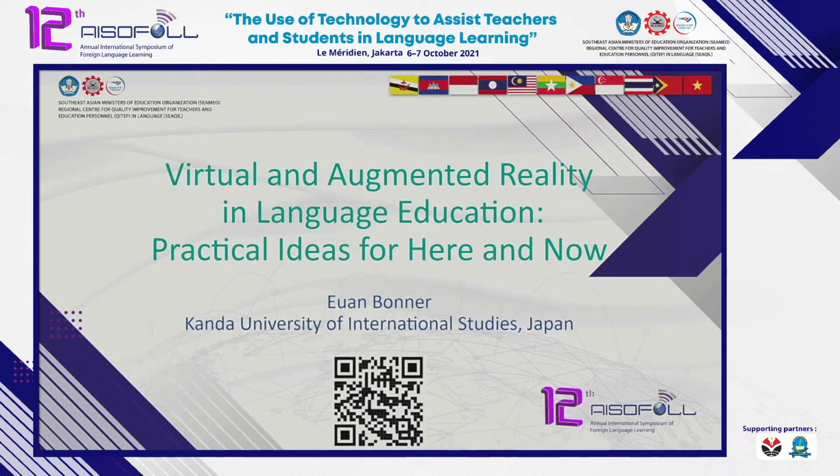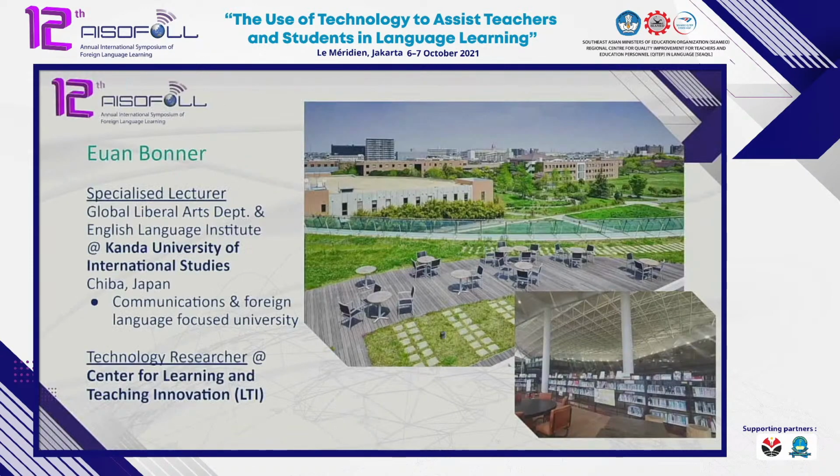Okay, let's get started. So, right, a little bit of background. First, I am a specialized lecturer for the Global Liberal Arts Department and English Language Institute at Kanda University of International Studies in Chiba, which is just outside Tokyo in Japan. Our university is a communications and foreign language focused university. What that means is our students pick up a major in 2 languages. One is always English, and the second is one of their choice, for example, Indonesian, Korean, Chinese, Spanish, Portuguese, etc. And of course, I teach classes like English media literacy, reading and writing courses for essays, things like that.